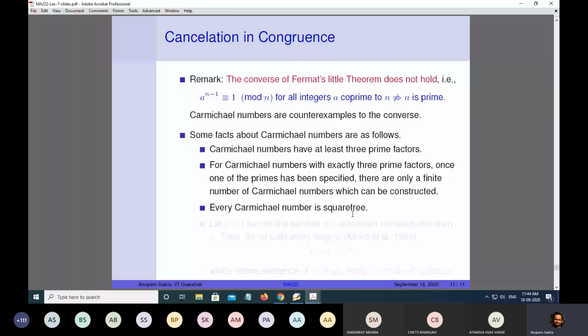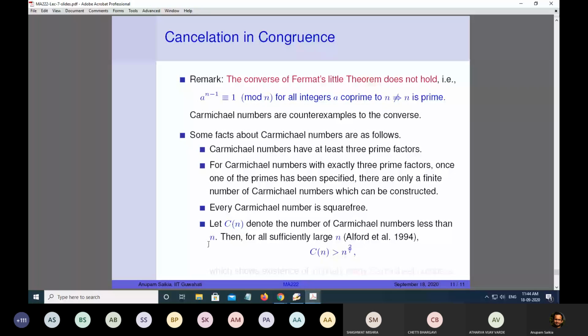And this result, of course, we'll just mention. We are not talking about proof or anything. Let C(n) denote the number of Carmichael numbers less than n. Then for sufficiently large n, the number of Carmichael numbers is at least n to the power 2 by 7. So that shows there are infinitely many Carmichael numbers. Anyway, for us, the square free result is the one that can be easily proved with the Chinese remainder theorem.